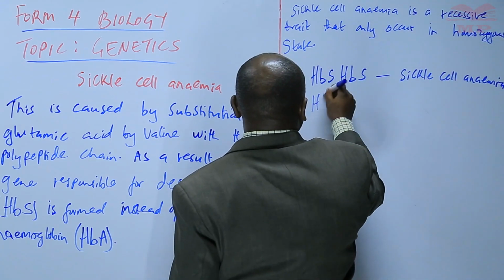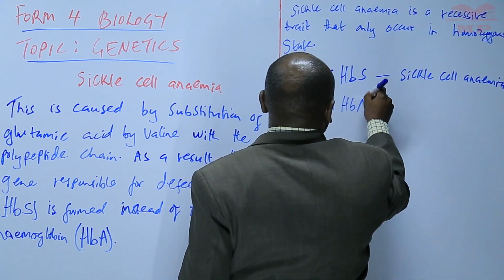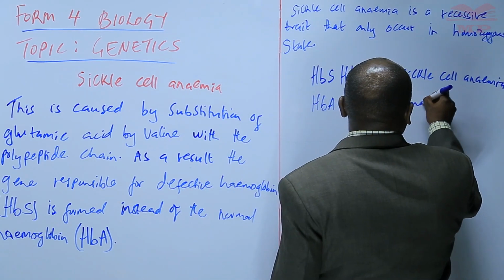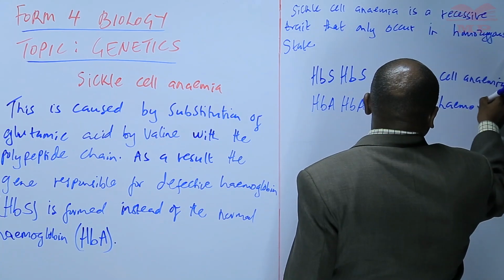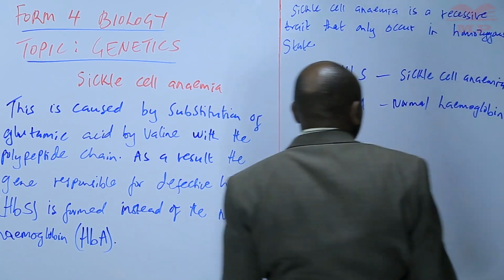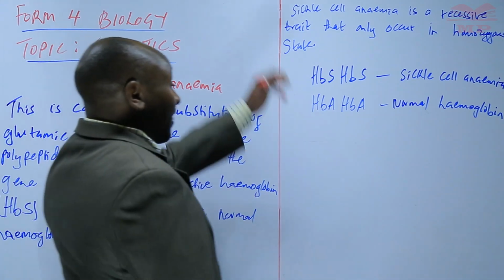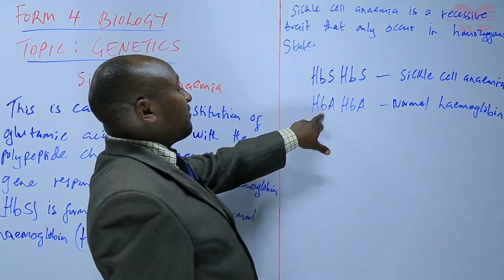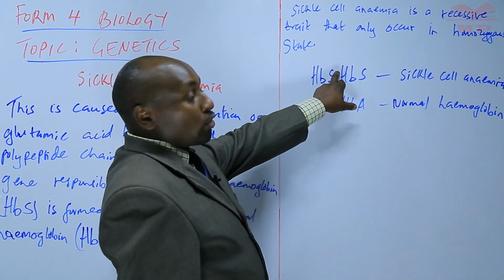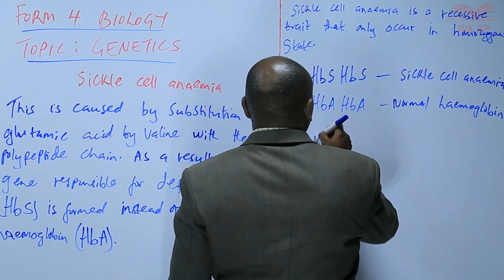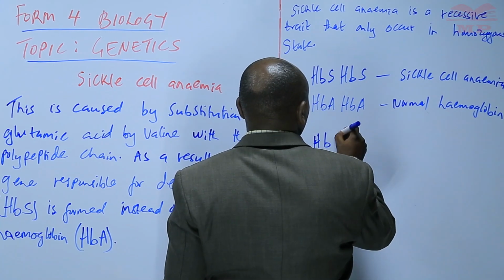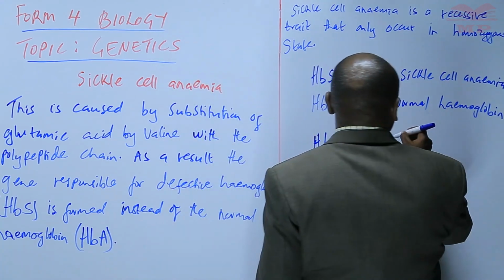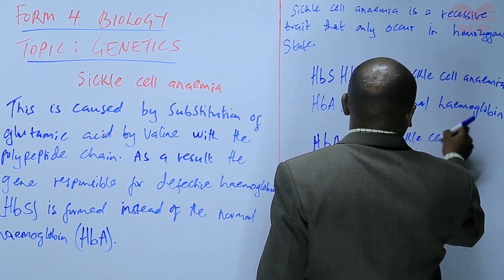And then hemoglobin type A in a homozygous state is responsible for normal hemoglobin. Then we have another condition in a heterozygous state where we have hemoglobin type A and hemoglobin type S. We call it HbA HbS, that is the heterozygous state. And this one we call sickle cell trait.